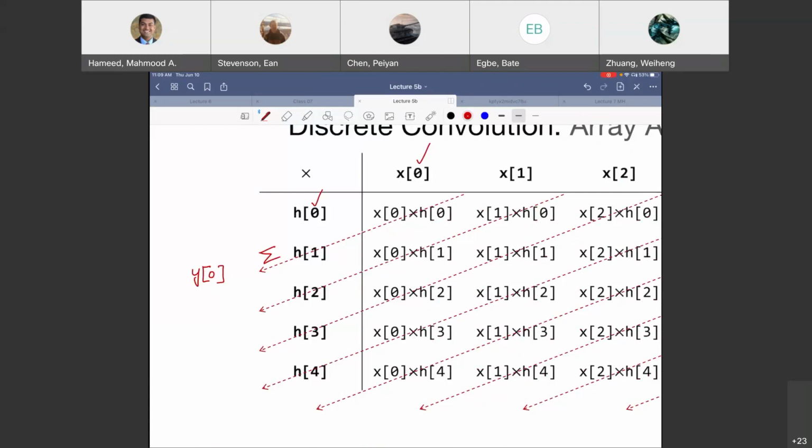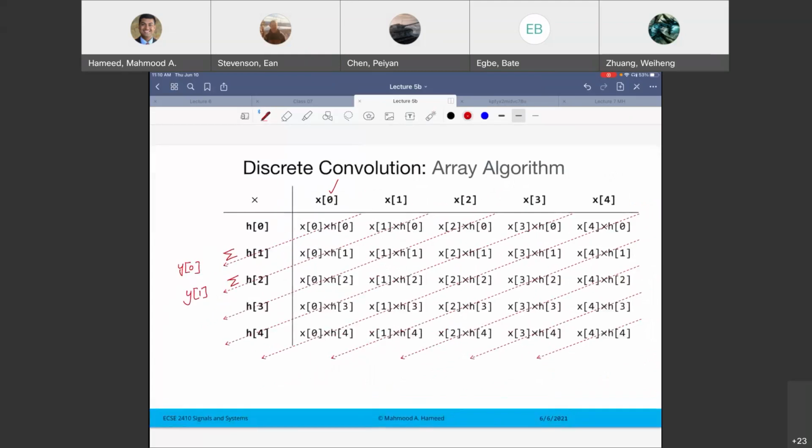That's it. But what are you doing? You're essentially saying, oh, hold on. Yeah, that's right. So y of 0 in this case is what? Only one element, the product of x of 0 and h of 0. Next, the summation of this 0 with 1 and 1 with 0, that is going to give you y of 1. Now here, how many elements are you going to have? Y of 2, 3, 4, 5, 6, 7, 8.